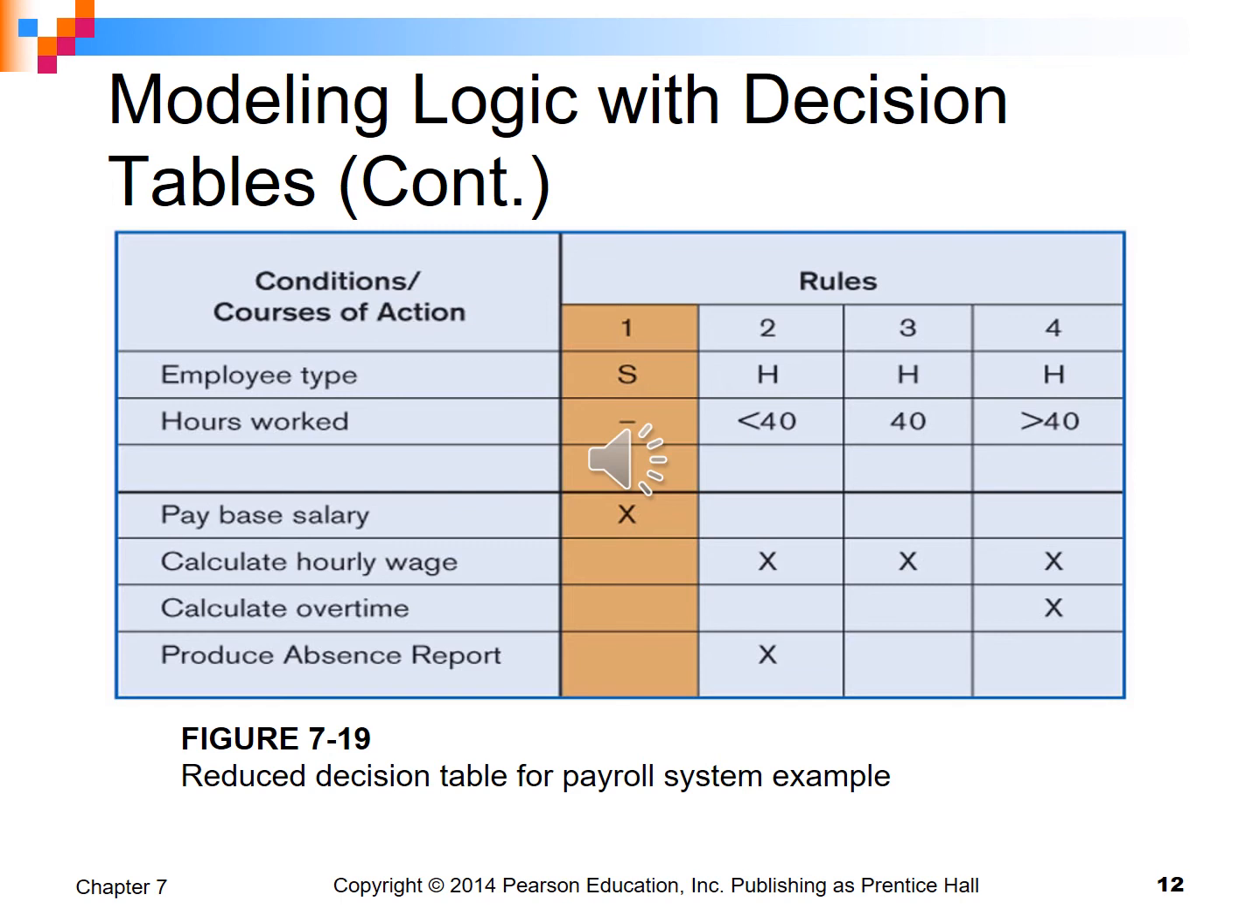So this is a simplified table. But if it is hourly, then less than 40, greater than 40, or 40 really makes a difference. So we leave them there. So really we simplify the table to make it just 4 rules instead of 6 rules. And this really makes it easy for the developer and the programmer to translate this into logic.